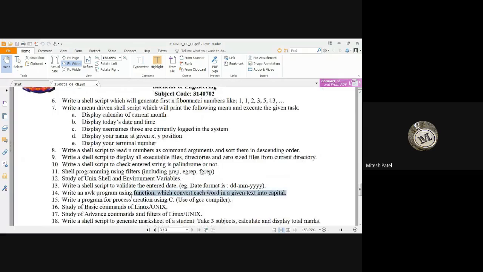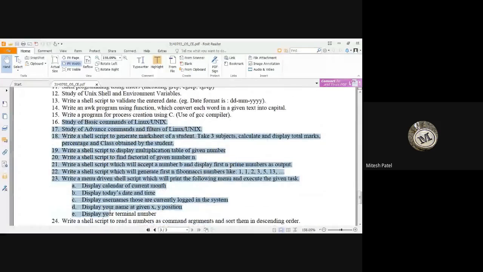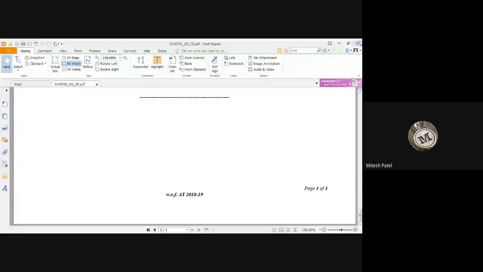In total we have 15 practicals. After that it is repeated. This is a printing mistake because it is not a new practical, it is repeated from 1 to 15. So this is our entire syllabus.